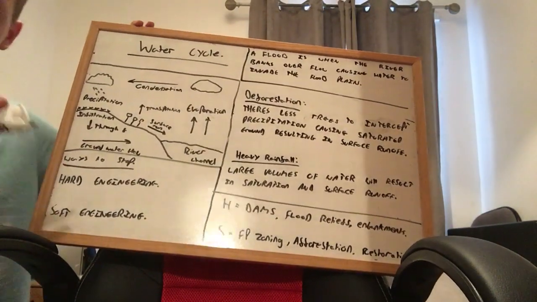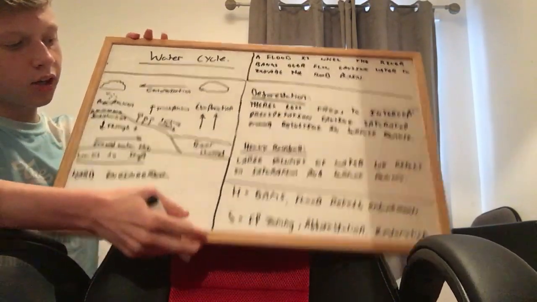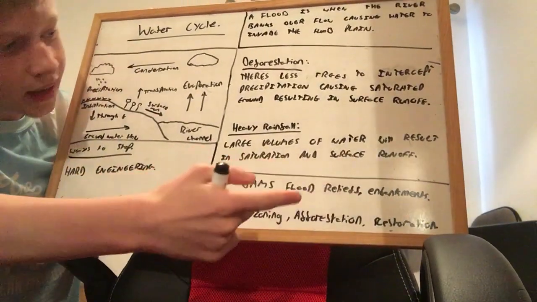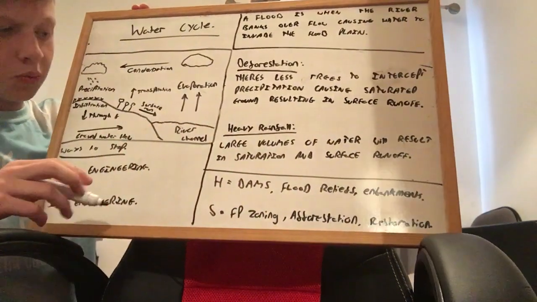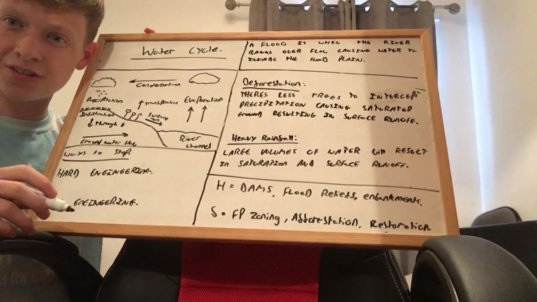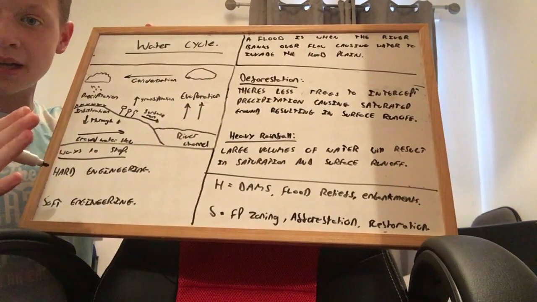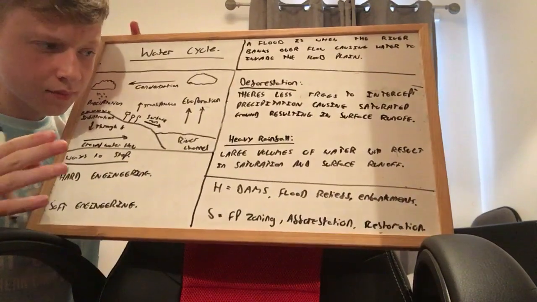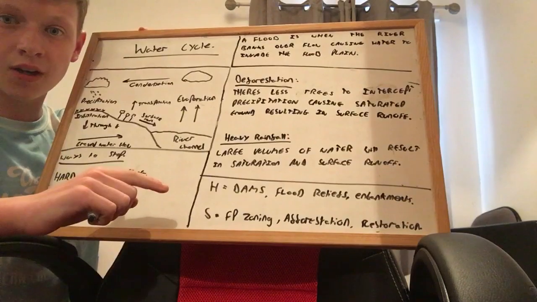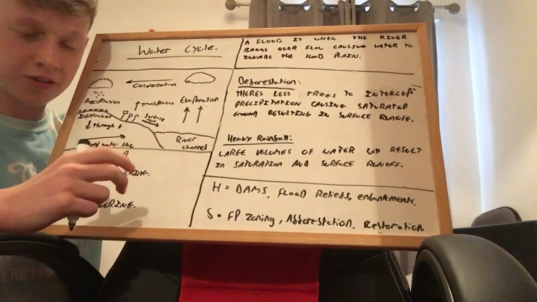So we have two ways. That is hard engineering and soft engineering. Hard engineering includes structures such as dams, flood relief channels, and embankments. So what a dam is, everybody knows what a dam is. The advantage of a dam is that it is very good at its job. It creates a reservoir for habitats. However, building the dam might destroy some habitats. The disadvantage of a dam is that it is very expensive. Oh yeah, and another advantage is that it creates electricity. But all of this comes with a cost.